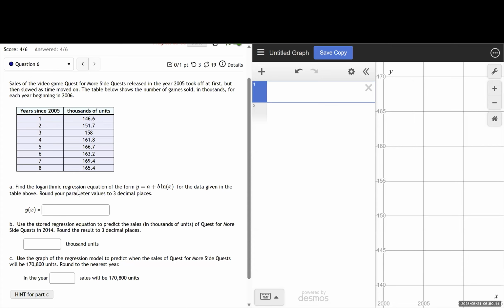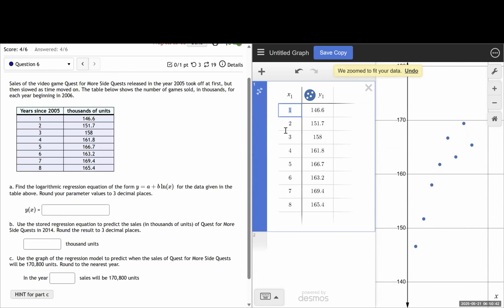We want to find a logarithmic regression equation of the form y equals a plus b ln x for the data in the table. So the first thing I'm going to do, I've got Desmos calculator open over here. I want to copy my data, just the numerical data part, not the header rows, into my clipboard using Control C. Then I'm going to come over here into the Desmos graph and use Control V to get my data inserted into the Desmos graph.